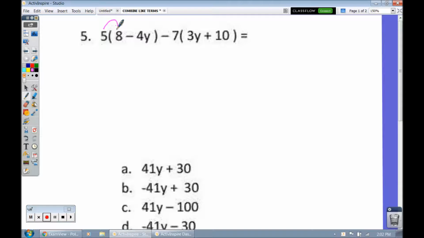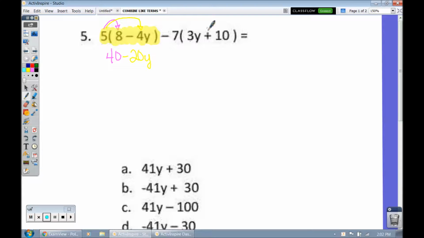5 times 8 is 40. And let's do 5 times negative 4y. Well, 5 times negative 4 is negative 20, so that's 5 times negative 4y is negative 20y. And if you need to, you can cross this out. You can get rid of this. We are done. We are not going to reuse any of that information anymore.